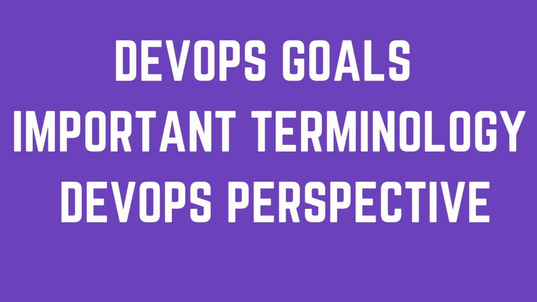Important terminology: continuous integration, CI. Definition: the process of regularly merging code updates into a common repository and then running automated tests on them. Continuous deployment, CD. Definition: the automated procedure that releases code updates to production following the completion of automated testing.